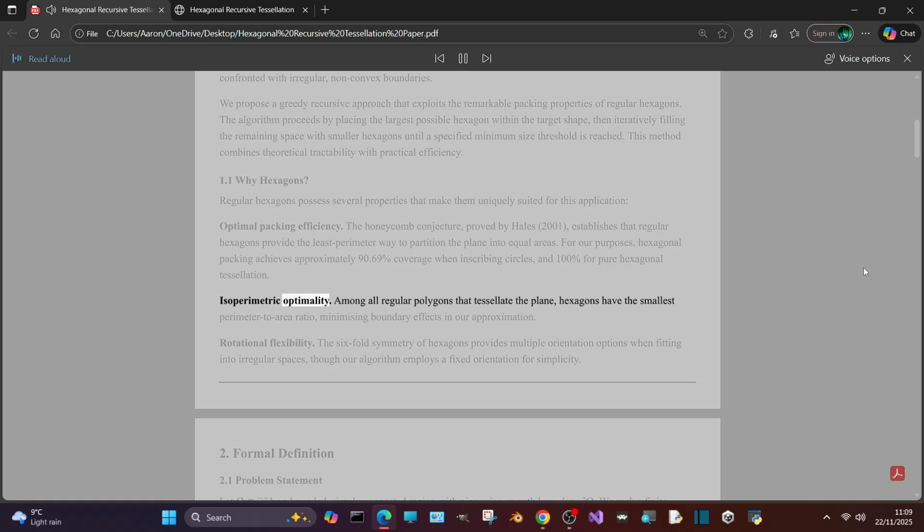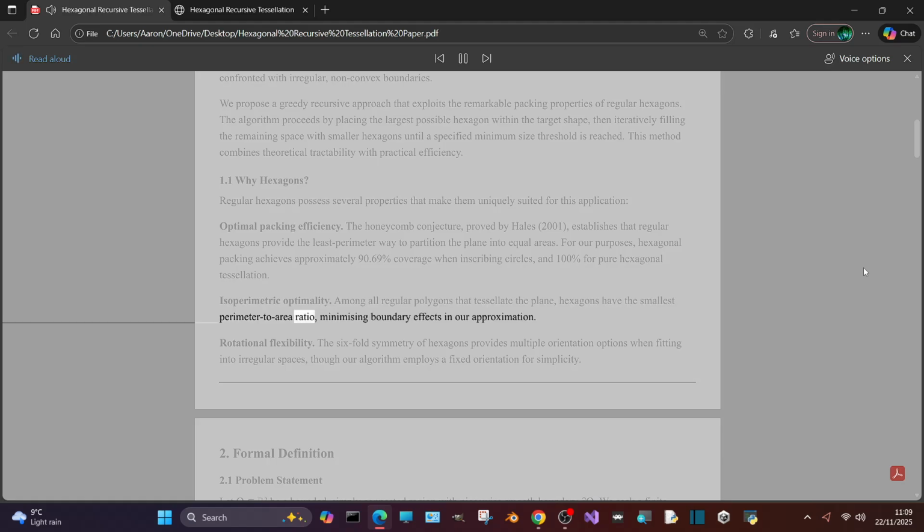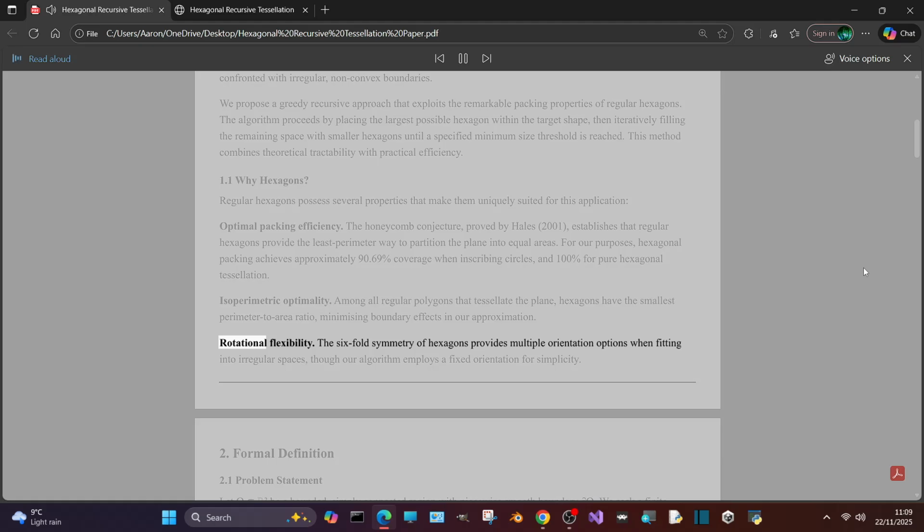Isoperimetric optimality. Among all regular polygons that tessellate the plane, hexagons have the smallest perimeter-to-area ratio, minimizing boundary effects in our approximation. Rotational flexibility. The six-fold symmetry of hexagons provides multiple orientation options when fitting into irregular spaces, though our algorithm employs a fixed orientation for simplicity.